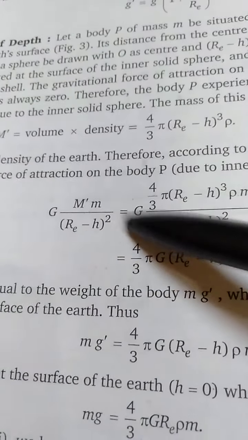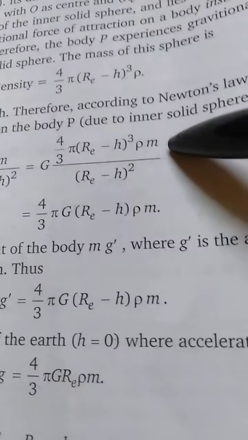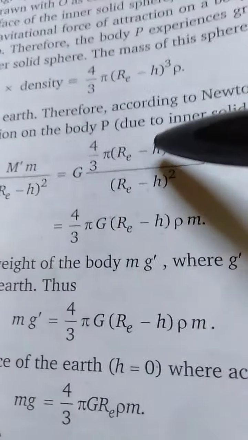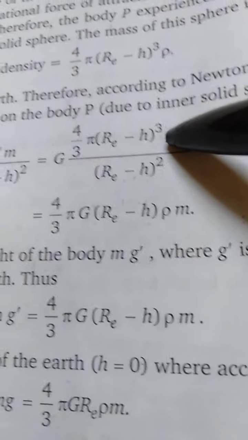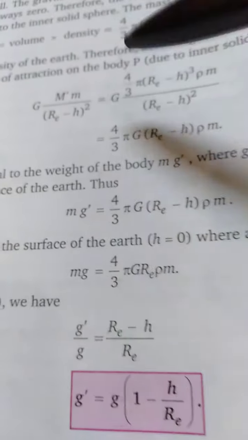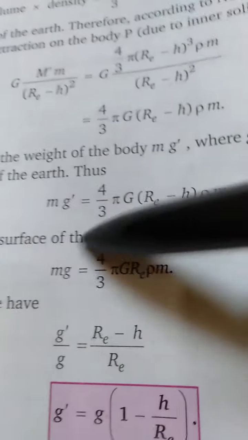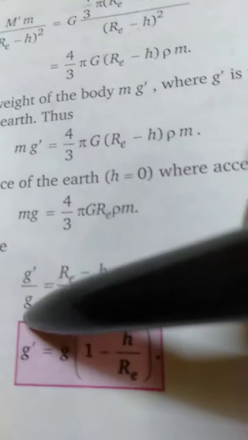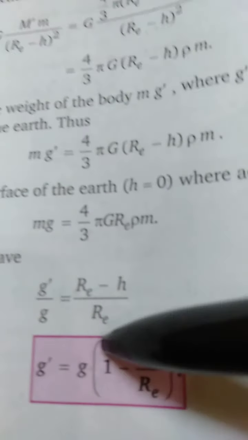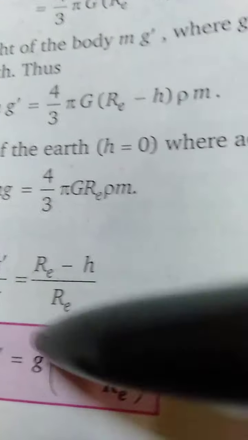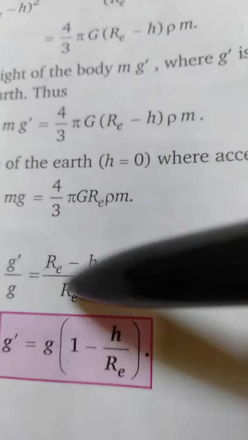If we compare this gravitational force, we get GMm by (Re minus h) whole square, where in place of mass you write volume into density, into the mass of the object. This is the formula inside, and on the surface we have the corresponding formula. If you equate them, you get a simple equation: g dash by g equal to (Re minus h) by Re, or 1 minus h by Re. This simple formula gives the value of g dash.